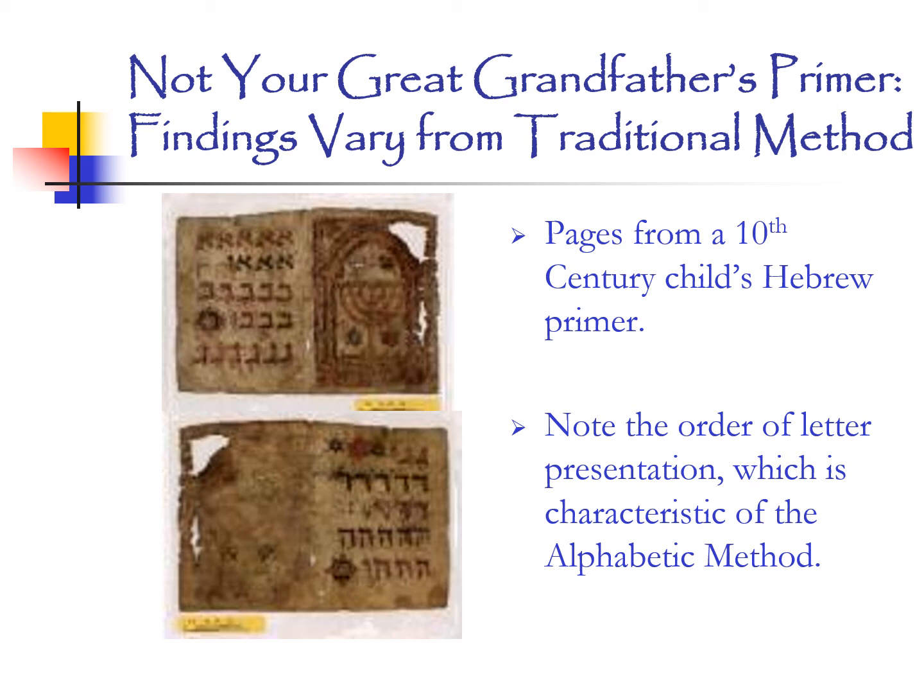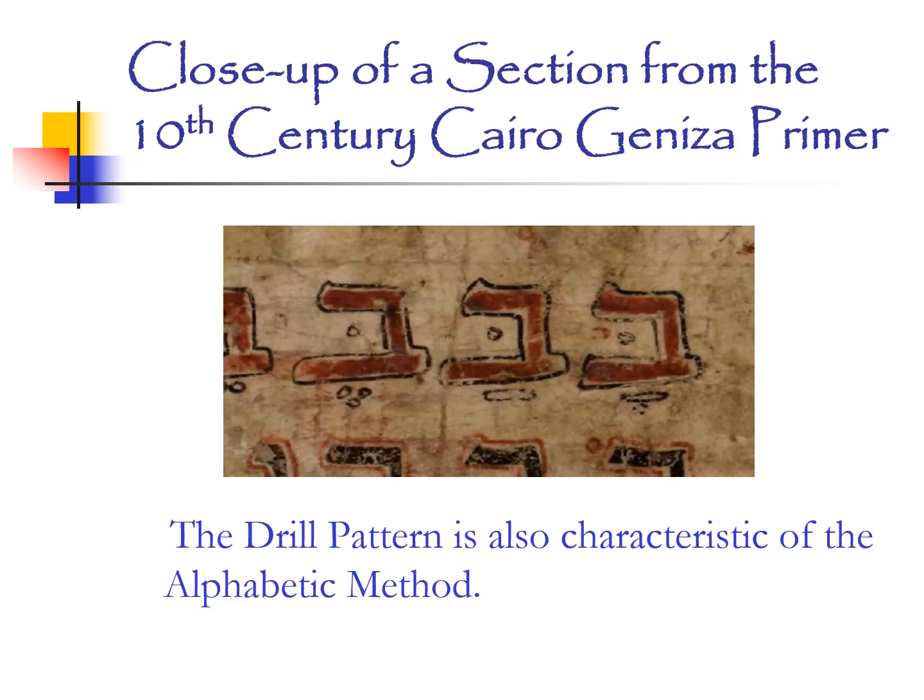And what you will see is that not only is this characteristic of the alphabetic method, but the drill pattern is also characteristic of that method. Ba, ba, be. It's drilling a single consonant with every vowel, which we know is not the correct way, or not the way that is most likely to lead to success.